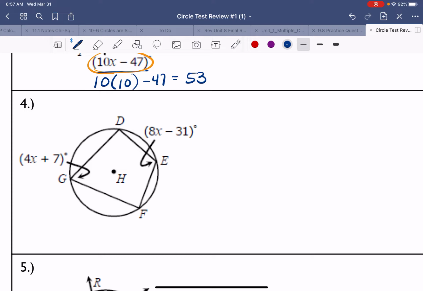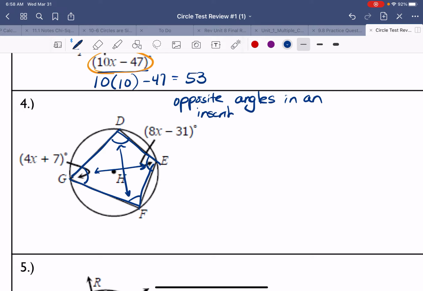Okay, so let's look at number 4. Here we have a quadrilateral inscribed in a circle. So again, it's just a matter of remembering what the formulas are and what the rules are. If I have opposite angles inside of a quadrilateral, I'm going to write that down up here. Opposite angles in an inscribed quadrilateral are supplementary, right? Maybe that's a good way for you guys to remember all of these rules. Maybe write them out every time you see a problem like that.